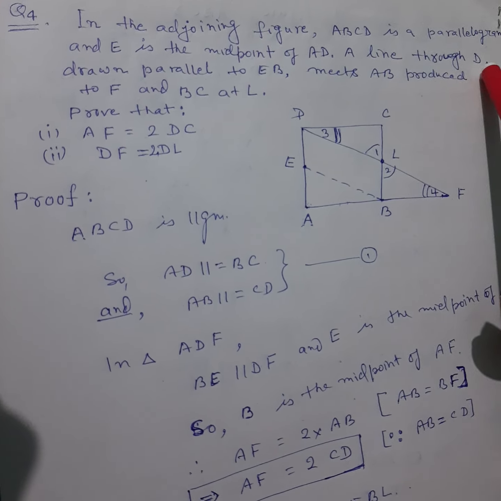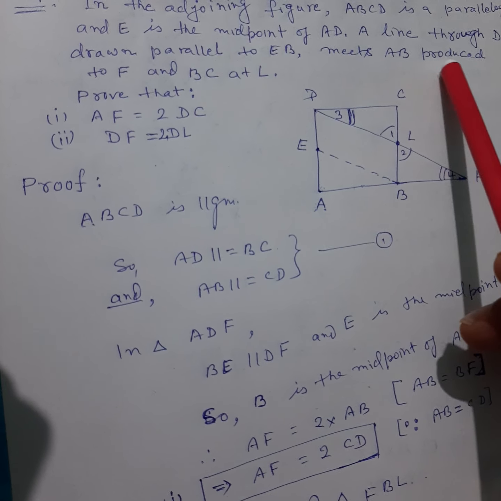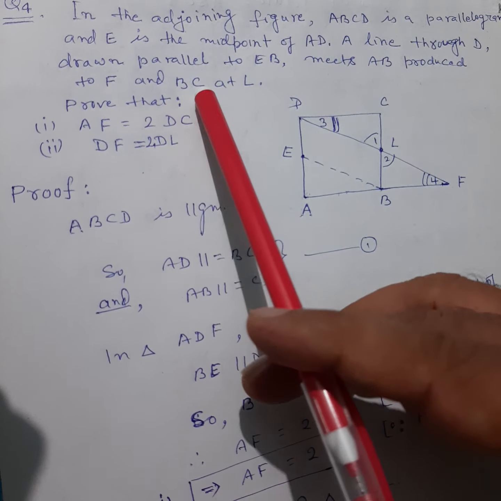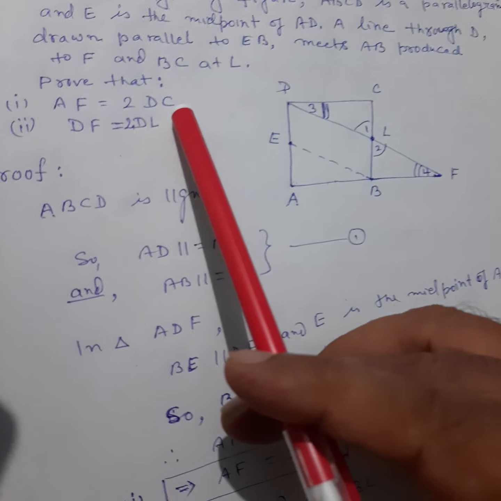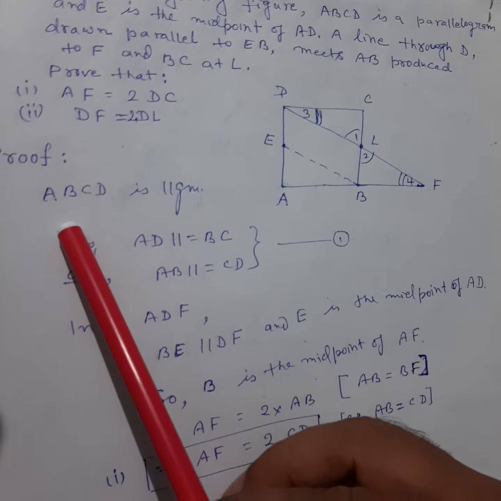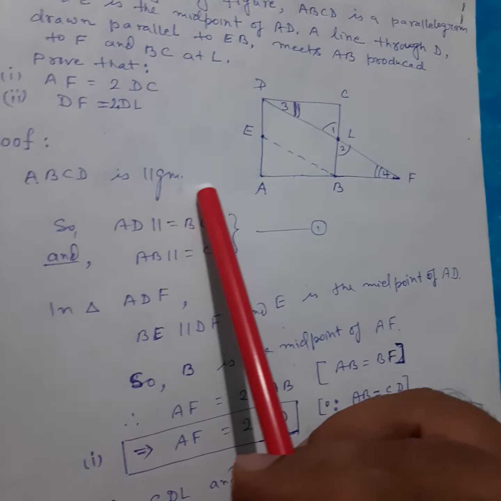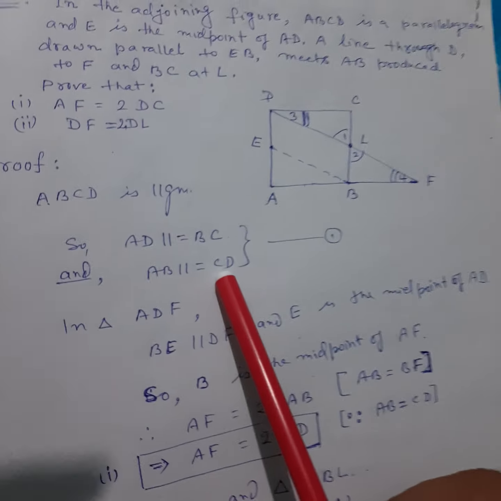Next question. In the joining figure, ABCD is a parallelogram and E is the midpoint of AD. A line through D drawn parallel to BE meets AB produced to F and BC at L. Prove that AF equals 2 DC and DF equals 2 DL. Proof: ABCD is a parallelogram, so AD is parallel and equal to BC and AB is parallel and equal to DC.